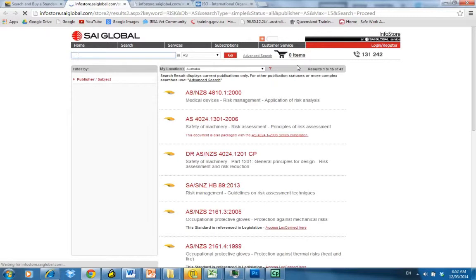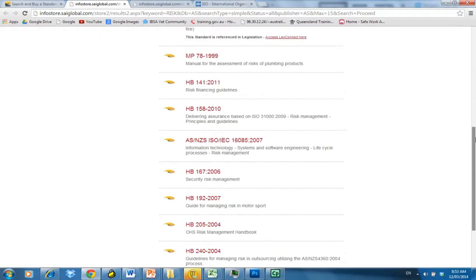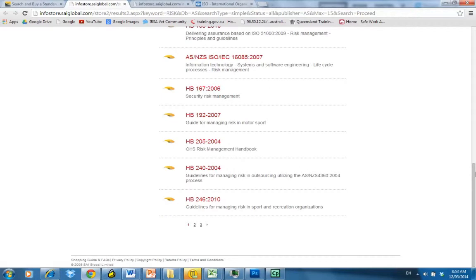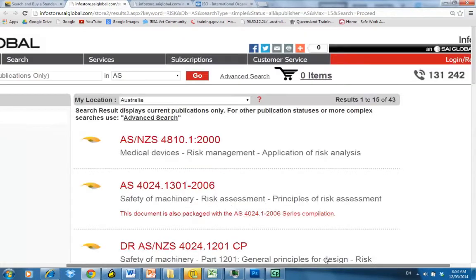So SAI Global acquired Standards Australia, but they still have two different trading names. So this is the section where you can actually purchase the publications. And because I typed in risk, you can see that there's an incredible amount. I'll just scroll down. And there's more and more pages. These are all risk-related standards.